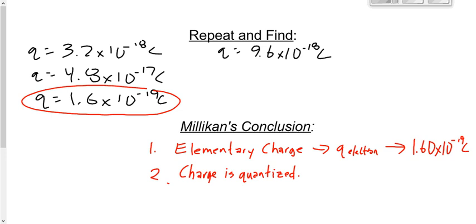Quantized here means that you can have 1.6 times 10 to the minus 19, or you can have 300 of the elementary charge, or you can have 20 of the elementary charge, or you can have 60 of the elementary charge, but you can't have 20.8 elementary charges. You can only have whole number multiples of that 1.6 value.